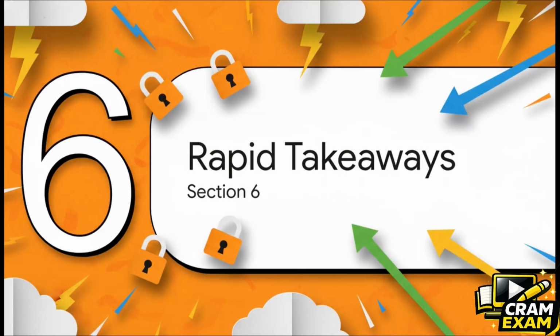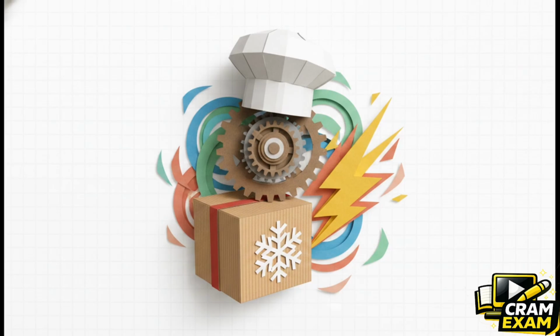Section 6, let's lock this down. 3 rapid takeaways. 1. The execution environment lifecycle has an init phase for setup and an invoke phase for execution. 2. Static variables outside the handler and files in the /tmp directory persist across warm starts. 3. You mitigate cold starts by moving heavy initialization code outside the handler or by paying for provisioned concurrency.